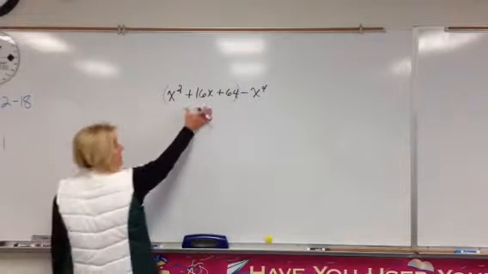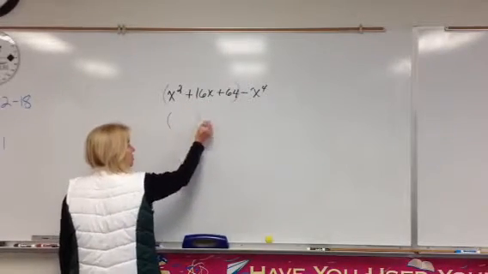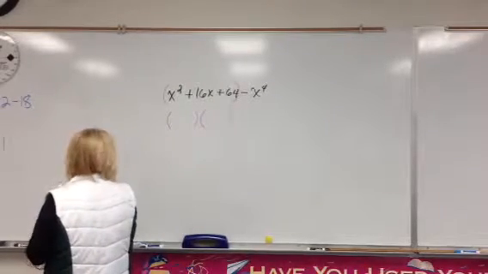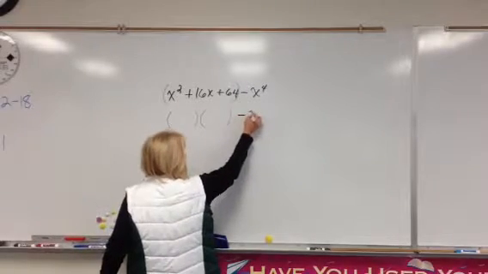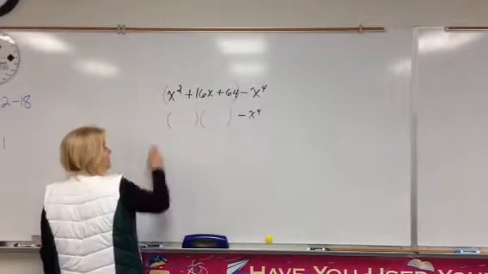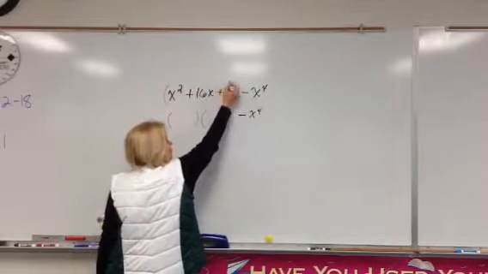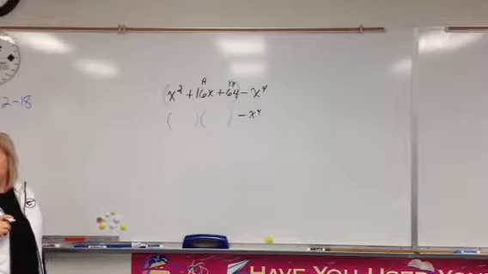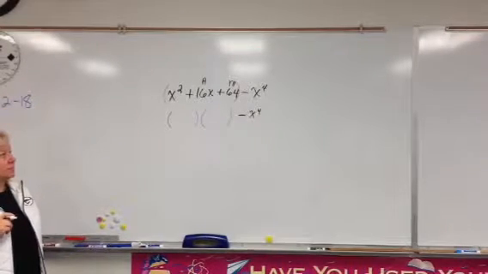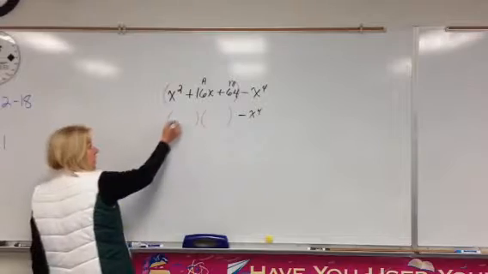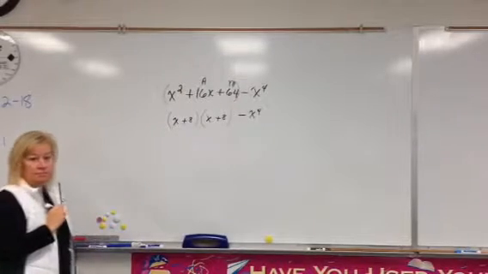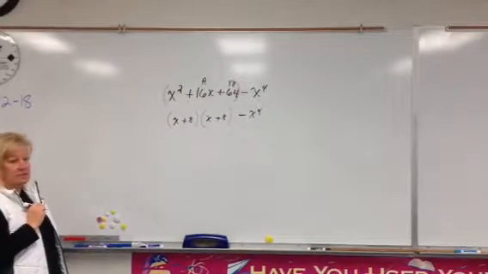We can factor this. So set your parentheses. Just ignore the minus x to the 4th right now. You can carry that along. It's not going to do much right now. Since the leading coefficient is 1, I need 2 numbers that multiply to 64 and add to 16. What would that be? 8 and 8, right? So x plus 8, x plus 8. 8 times 8 is 64, 8 plus 8 is 16.